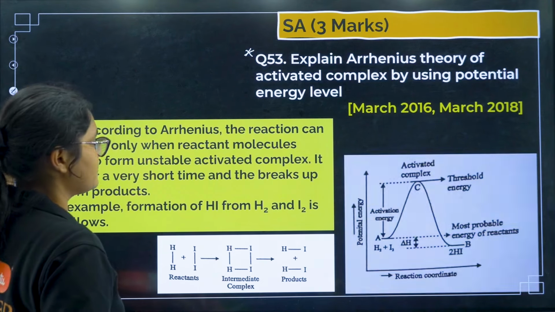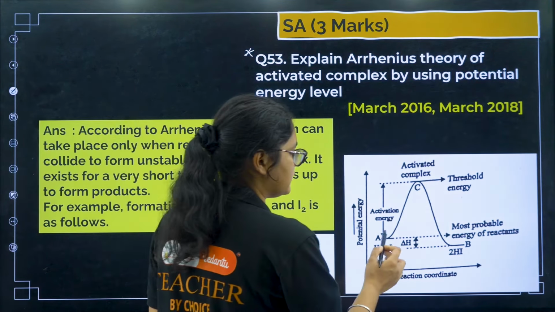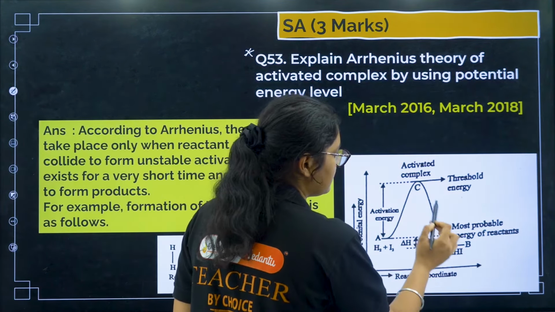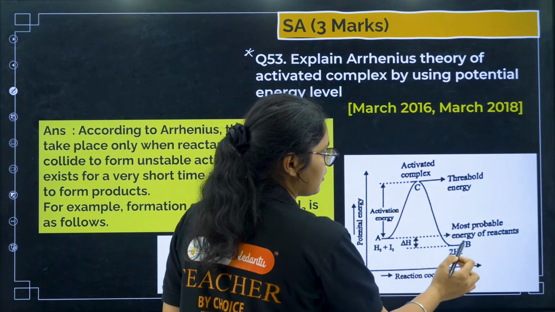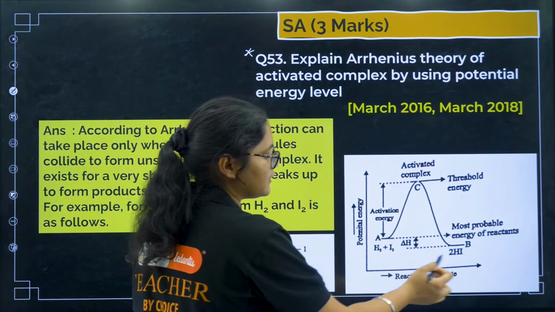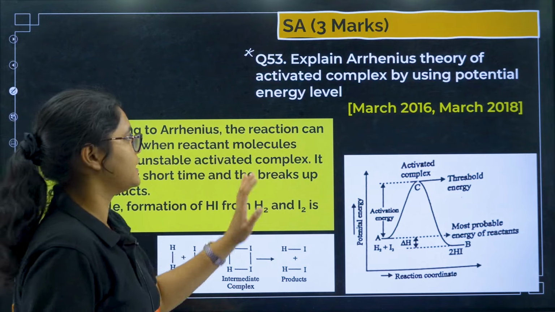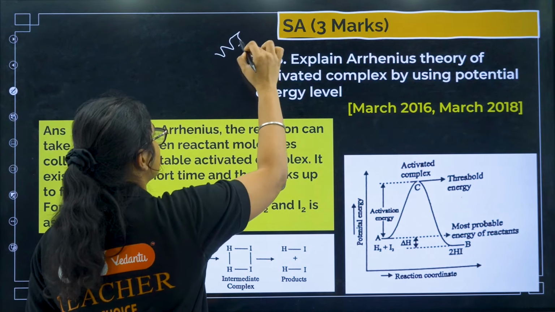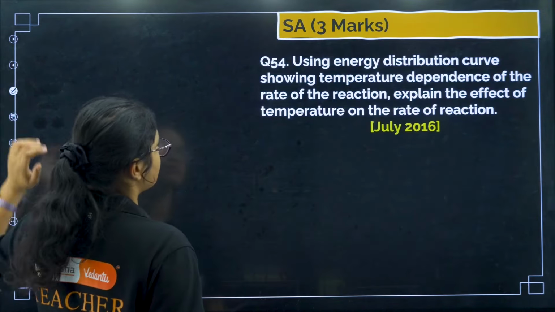Now what is the diagram? How can we show it? So this is where reactants are there, products are there, but it goes through the activated complex, it does not directly get converted into product. Okay, so that is Arrhenius theory. This is a very important question. It has been asked also in some exam.